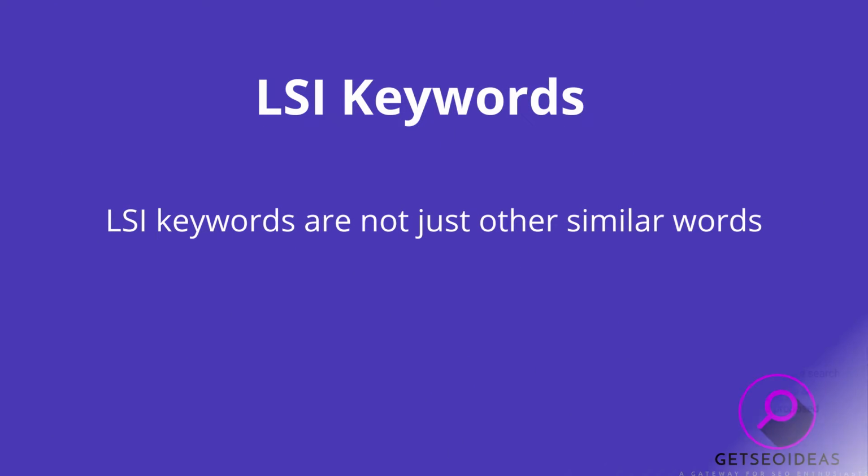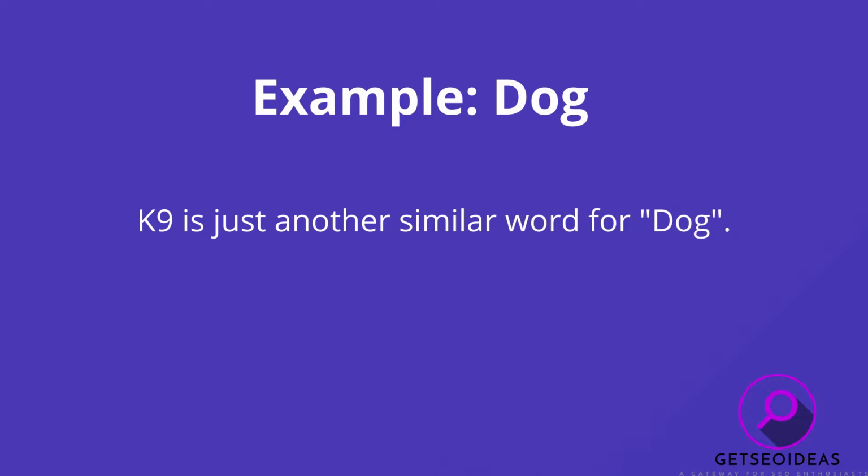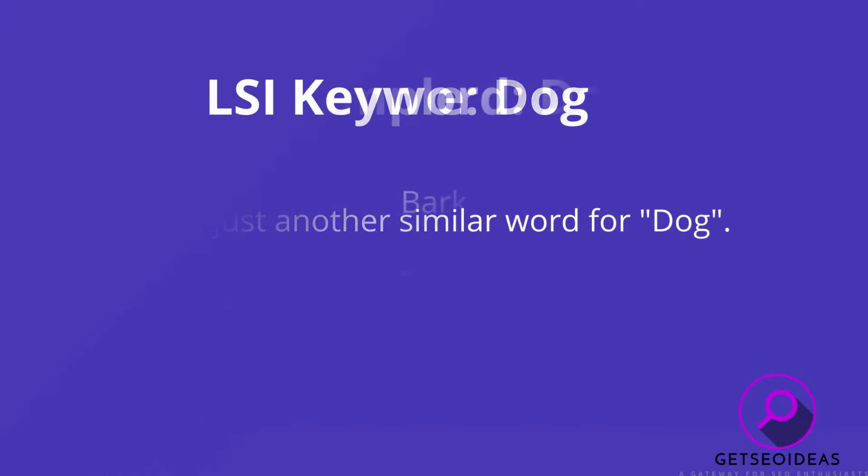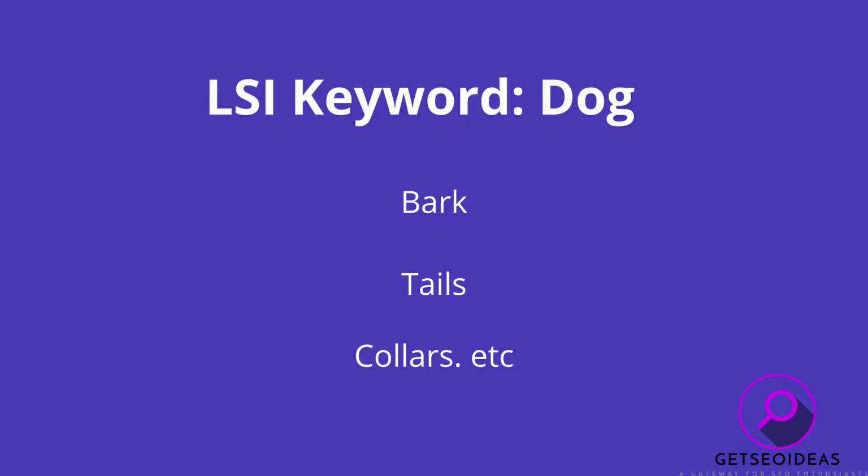One thing which I want to highlight is that LSI keywords are not just other similar words. For example, take the word dog. Well, canine is just another similar word for the word dog. Now, there's nothing wrong with using that other additional word in your article as well, as of course that can actually help you with your on-page SEO, but that is not an LSI keyword. LSI keywords for the word dog are words such as bark, tails, collars, etc. These are all keywords which are related to the main topic of dogs.